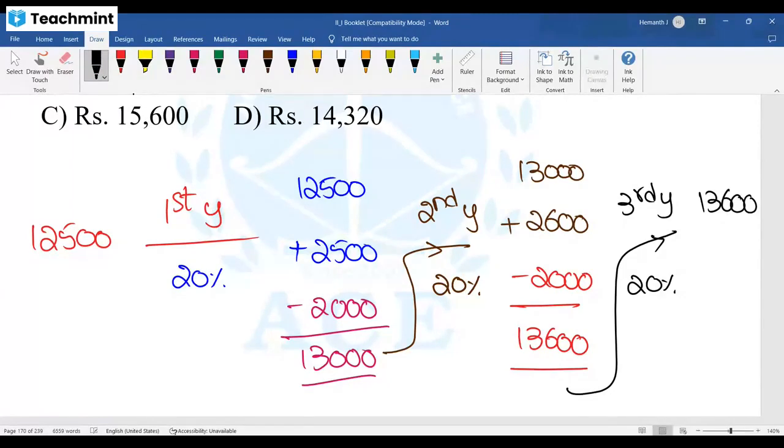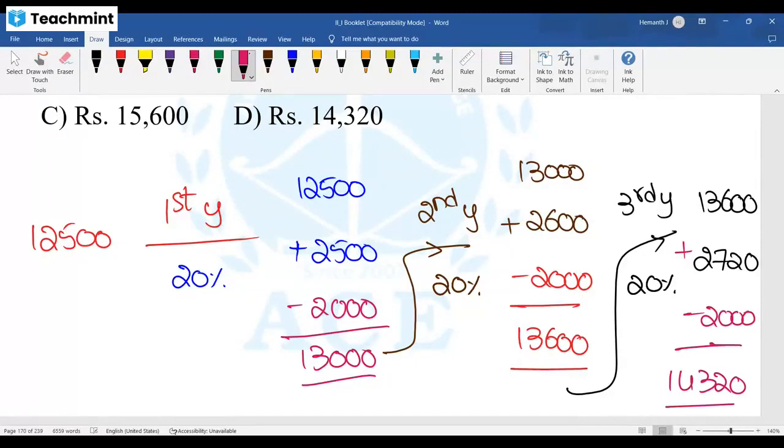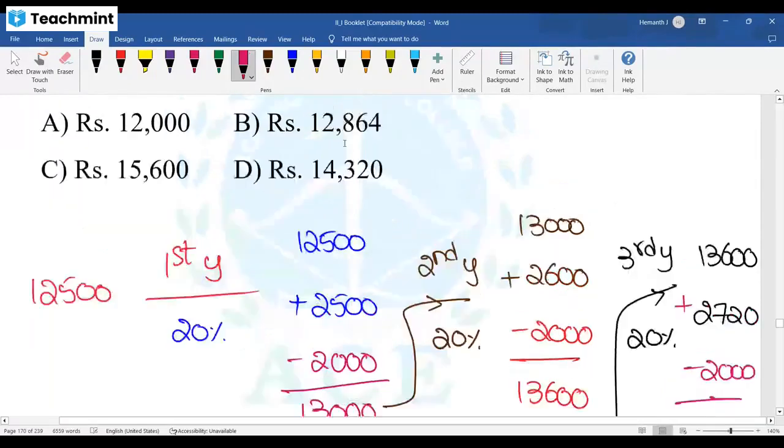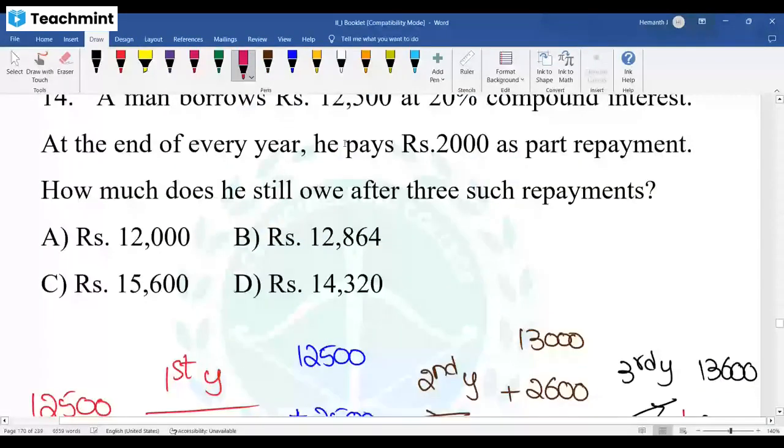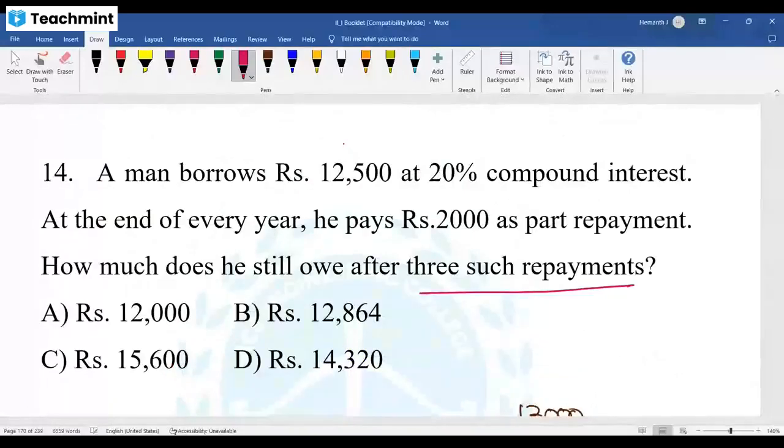13,600, 20% is how much? 10% is 1,360, 20% is 2,720. Here also you paid 2,000, then the pending amount is 14,320. Sir, why did you stop at 3 times? What did they give in the question? After 3 such repayments, what is the pending amount? 14,320. Wait, some people say option C.